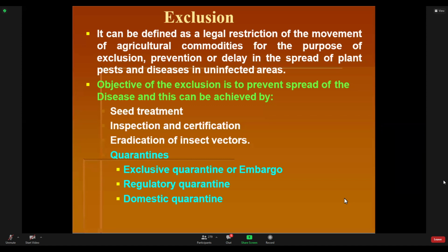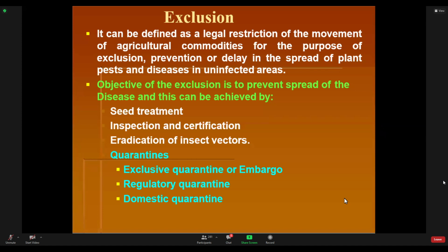There are a number of quarantine methods: exclusive quarantine, or we call it embargo. This is the total restriction of movement of agricultural commodities. That is, we will not allow importing seed or agricultural commodities from foreign countries. We call it total restriction or embargo or exclusive quarantine. We will not allow a single seed, for example, from the foreign country.